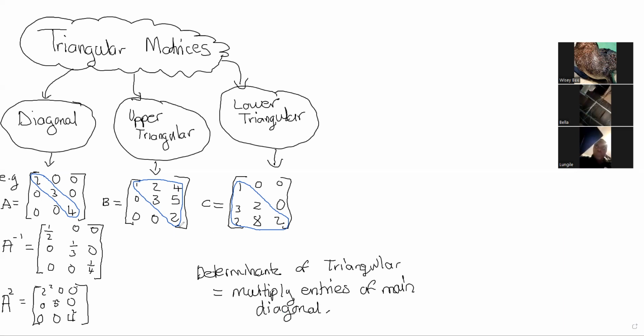So in this case, if we had to find the determinant of A, for example, the determinant of A will be 2 times 3 times 4. That of B, you look at the diagonal, it's 1, 3, and 2. And that of C will be 1, 2, and 2.